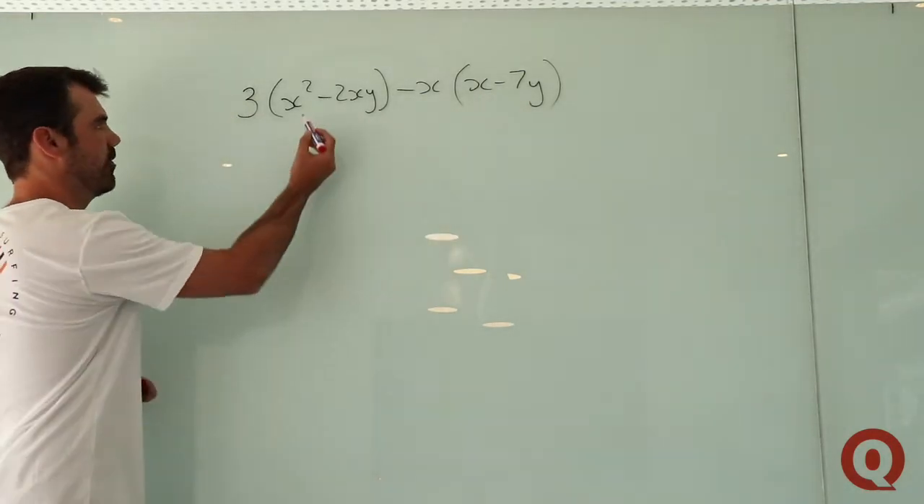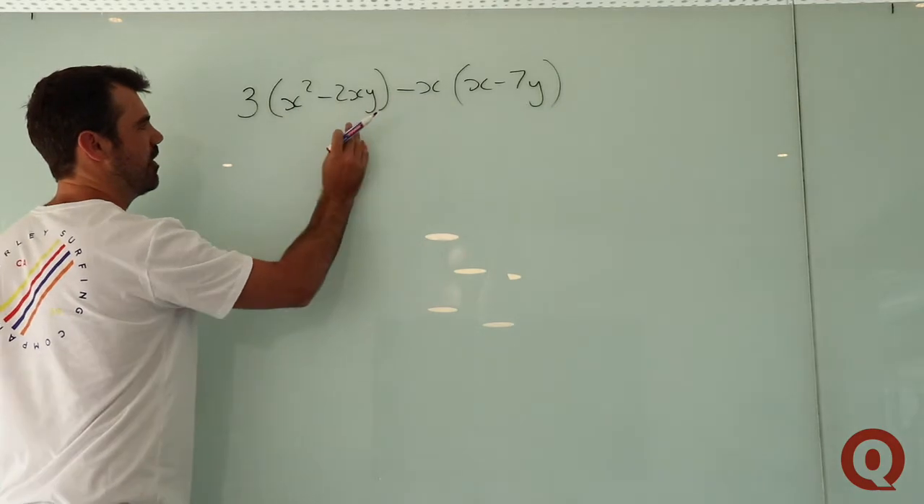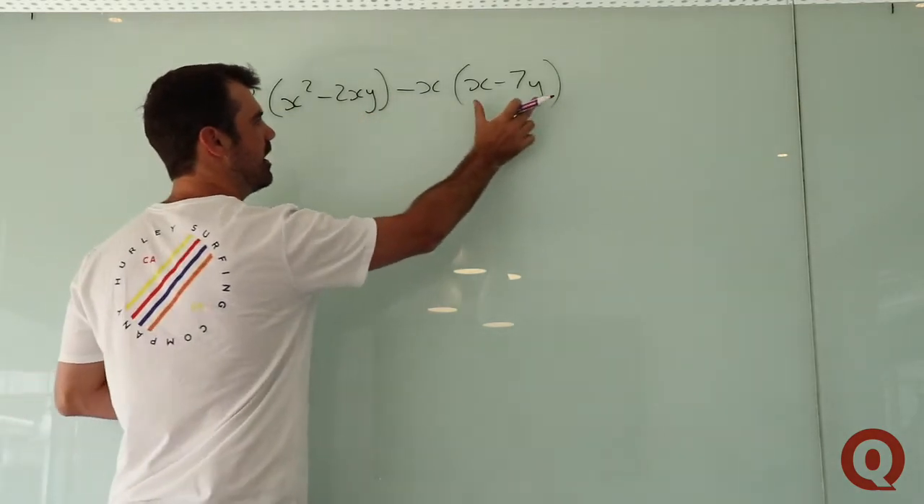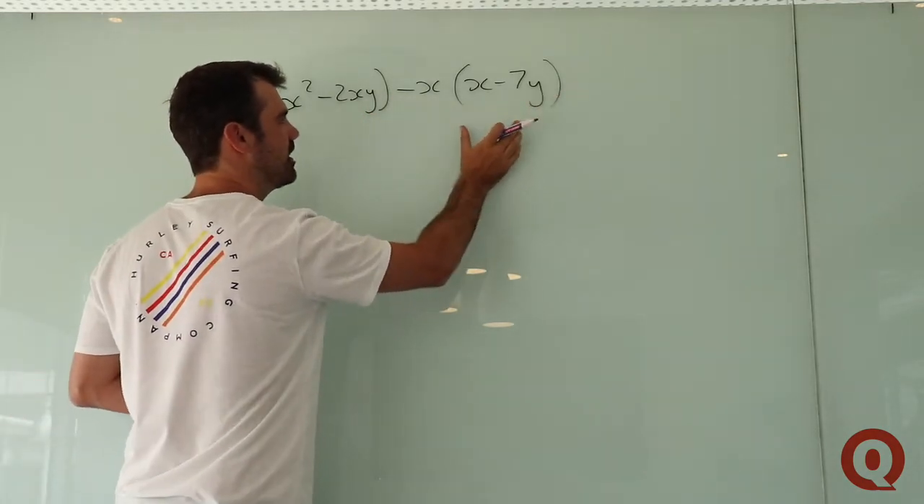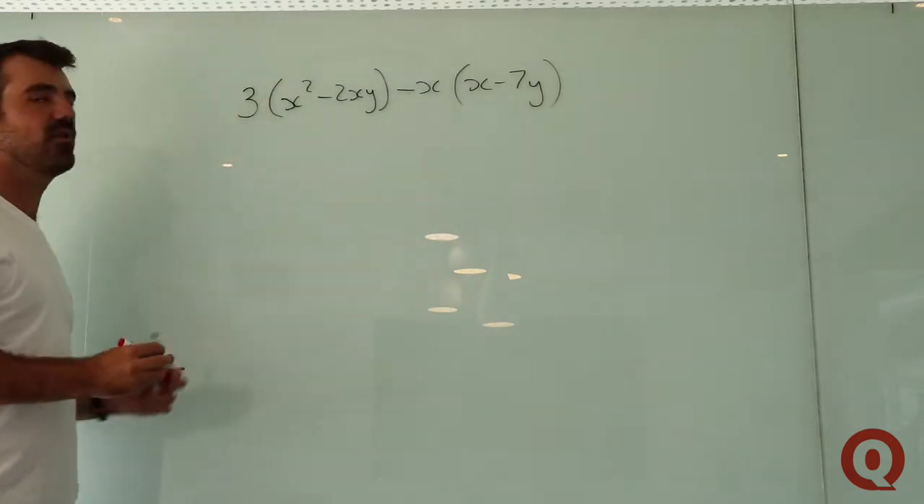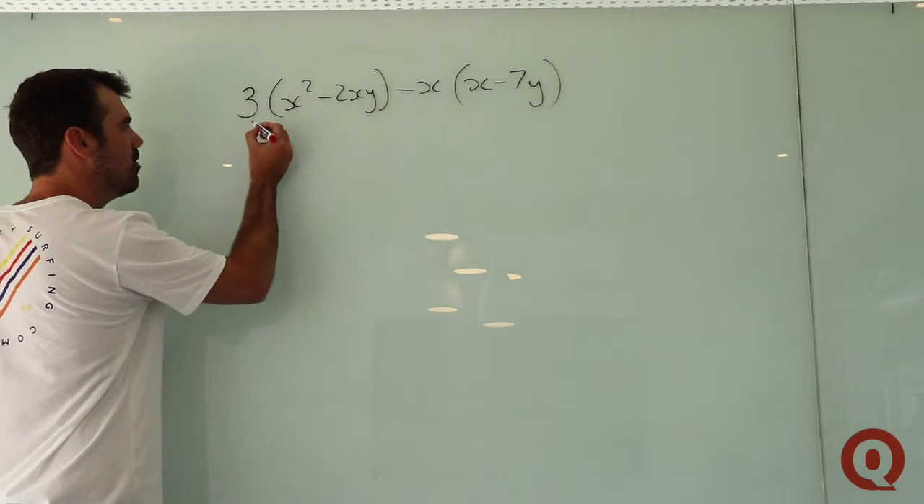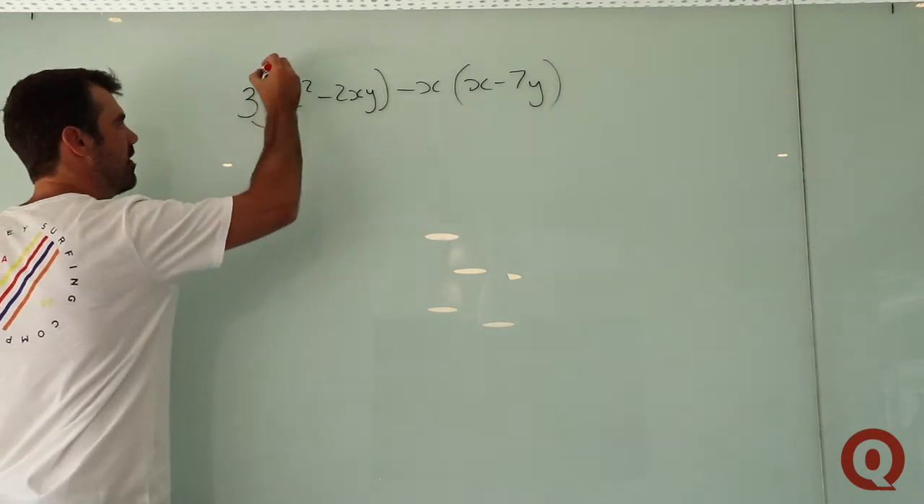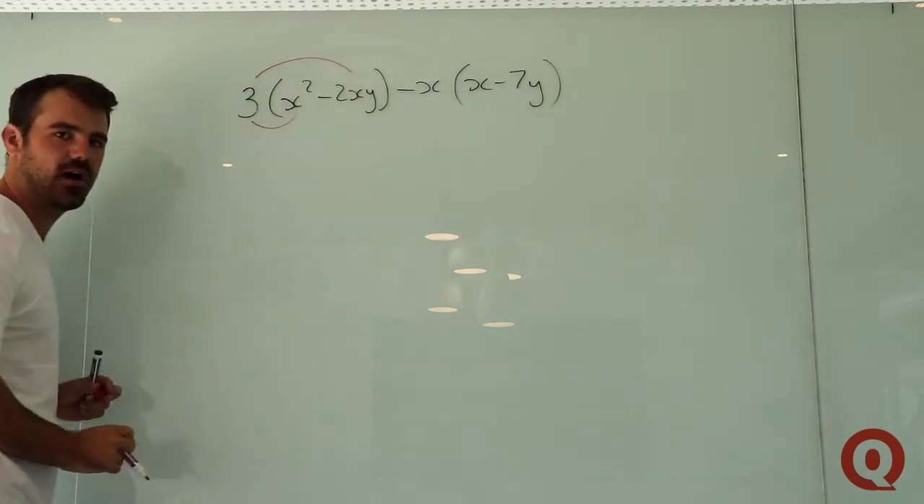Well, in the first bracket we've got x squared and an xy, so those are not going to be like terms. And in the second bracket we've got an x and a y, which again are not like terms. So what we're going to aim to do here is simply multiply these brackets out, with 3 times x squared and then 3 times the negative 2xy.